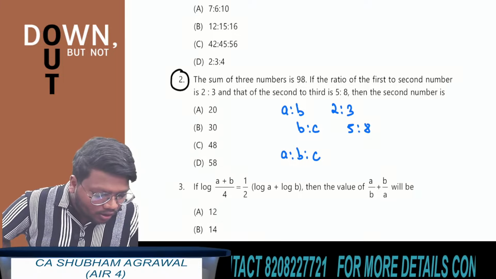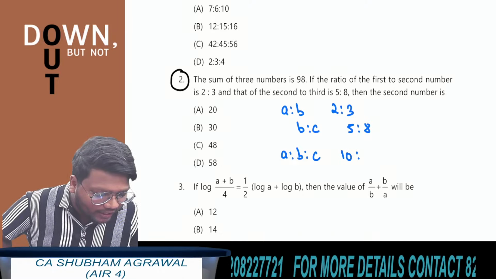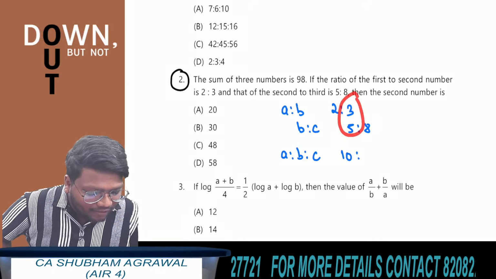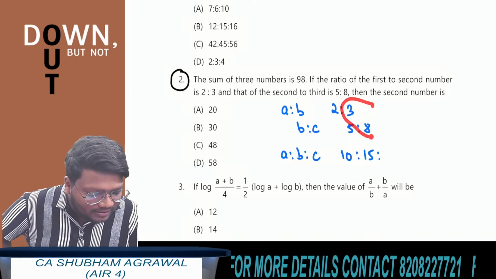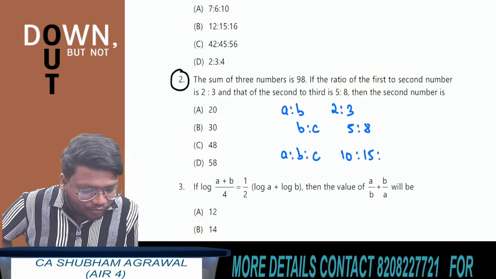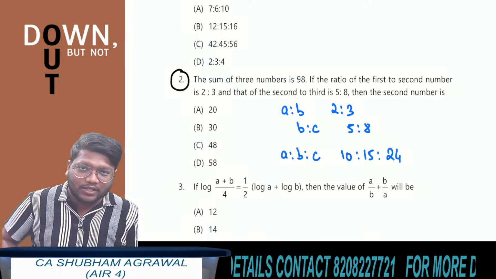Here A is to B is to C will be what? 2 multiplied by 5 is 10. Okay, we have to multiply 2 and 5, which is 10. Then we have to multiply 3 and 5, which is 15. And after that, we have to multiply 3 and 8. So 3 multiplied by 8 is 24. A is to B is to C is 10 is to 15 is to 24.